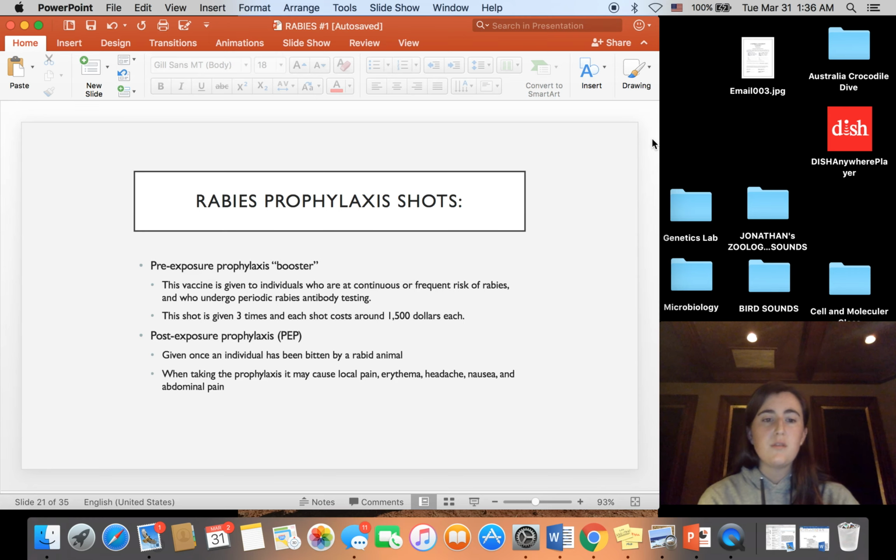So there are 2 different prophylaxis shots. There's a pre-exposure prophylaxis and there's a post-exposure prophylaxis. The pre-exposure one is considered a booster.